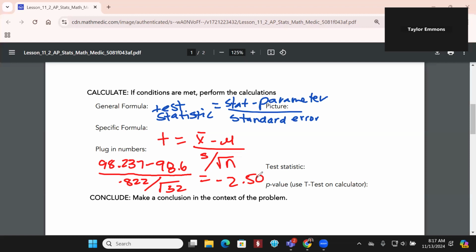That 98.237 doesn't equal 98.6. Yep. All right. So when we draw our little picture, you're going to draw a curve. You're going to put that the mu is 98.6. You're going to put that down here is 98.237. And over here, we've got 98.963. Why did I shade that part in?